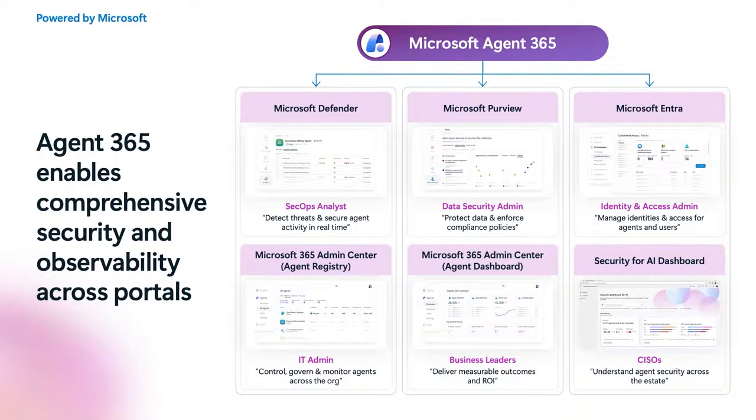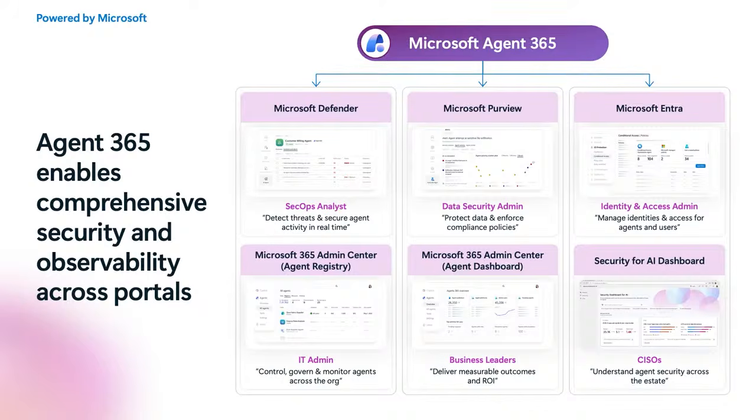IT admins want controls and governance. Business leaders want outcomes and ROI. SecOps analysts want to detect threats quickly. Data security admins want to protect sensitive information. Identity admins want clean access controls. CISOs want a view across the estate. Observability should not live in a corner. It needs to show up in the tools each role already uses.